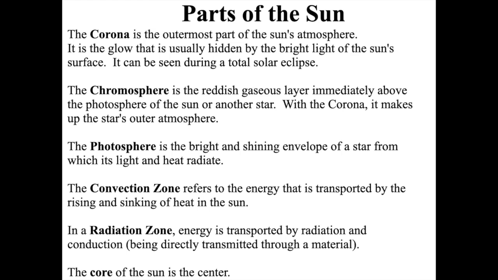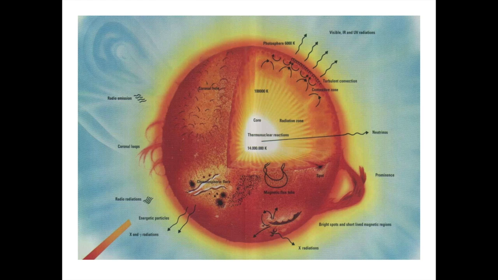Then we move to the photosphere. Photo referring to light. The photosphere is the bright, shining envelope where light and heat will radiate. Then we have the convection zone. You learned what convection refers to, a rising and falling of heat. This actually is going to be a rising and falling of energy. Then we have the large majority of the sun, which is the radiation zone or radiative zone. This is basically giving off of energy. And then the most internal will be the core, and you can take a look at this.